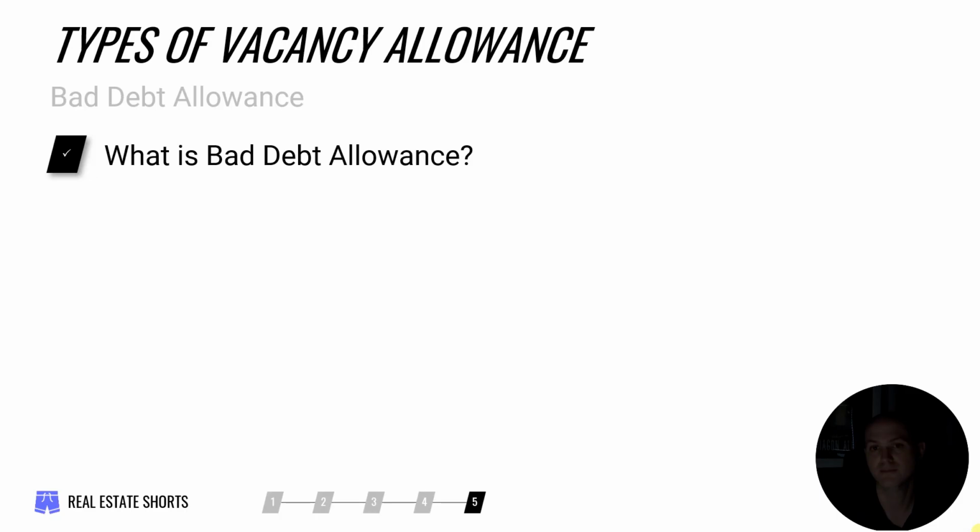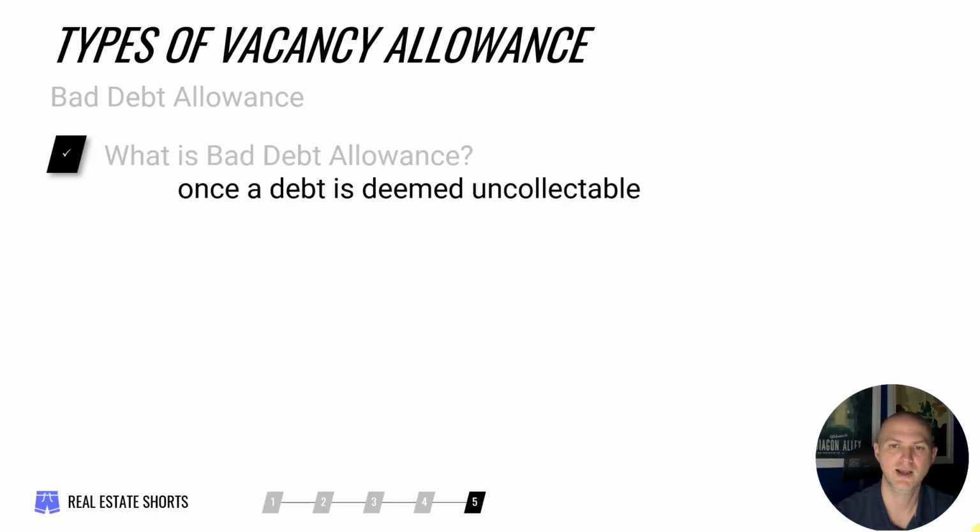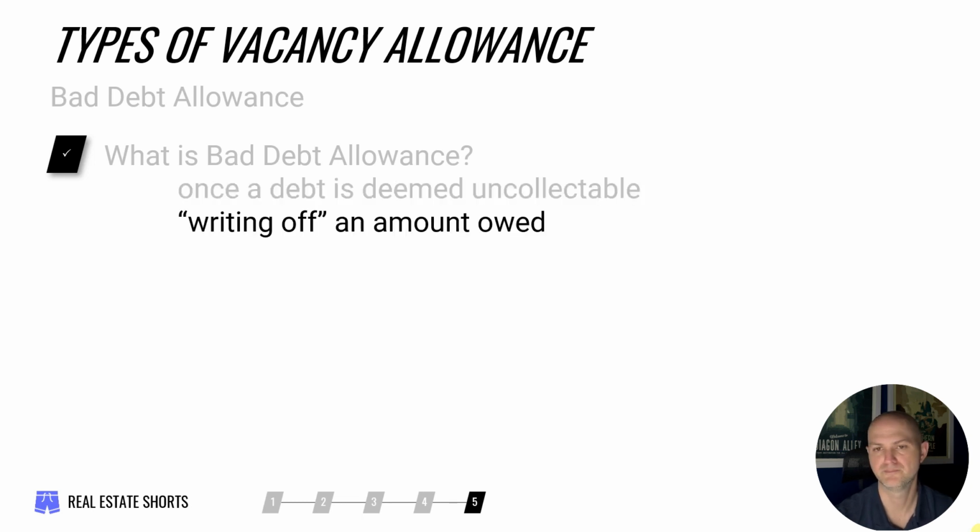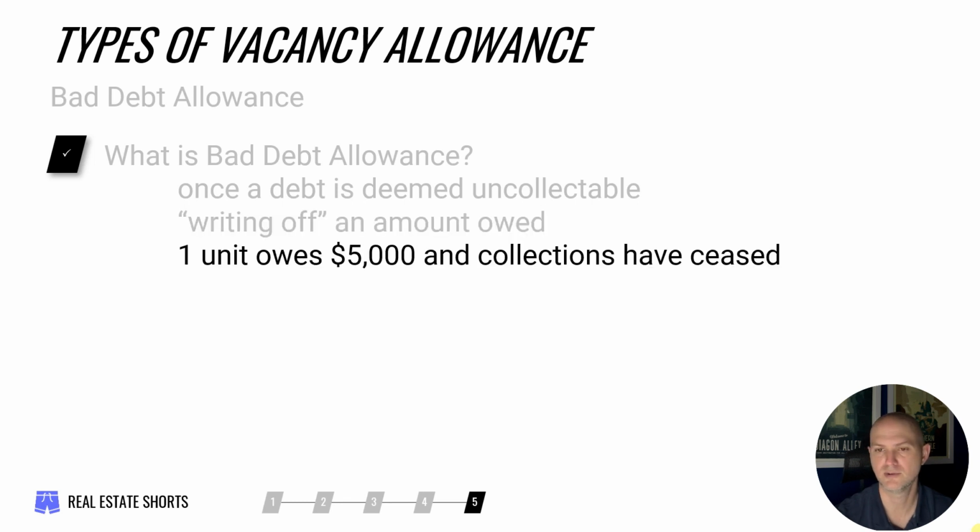Finally, we have bad debt. Bad debt allowance is this estimate or actual amount that you've just simply written off. You've deemed that unpaid rent to be uncollectible, and so you're writing it off, right? This is just a way to describe that you've washed your hands of your ability to collect it and it's uncollectible. So let's come back to this example. Let's assume that one unit owes $5,000 and you've just given up. You've stopped trying to collect it.